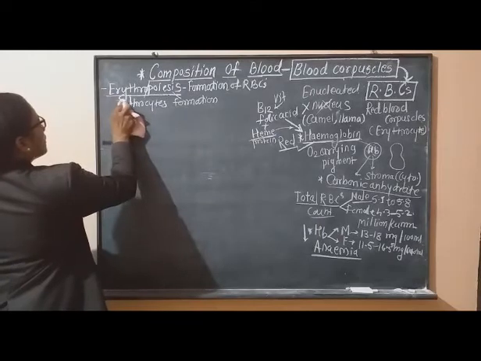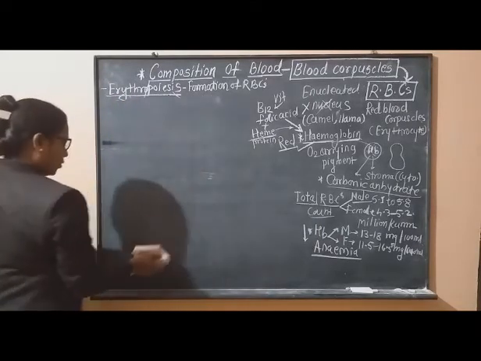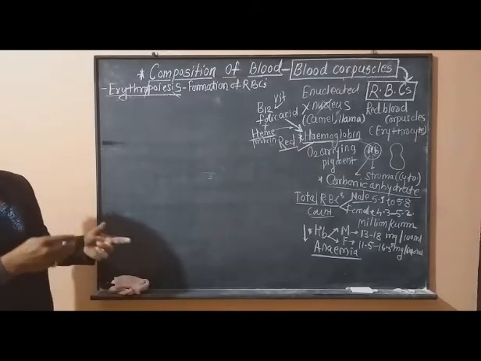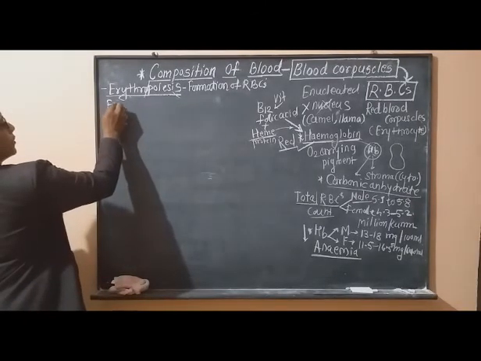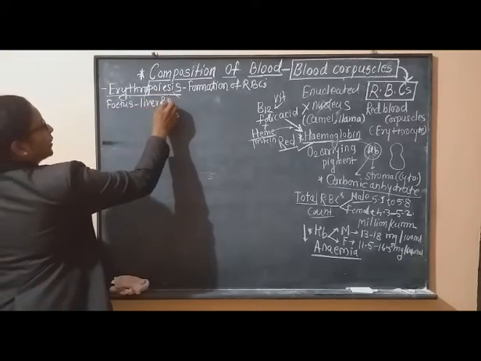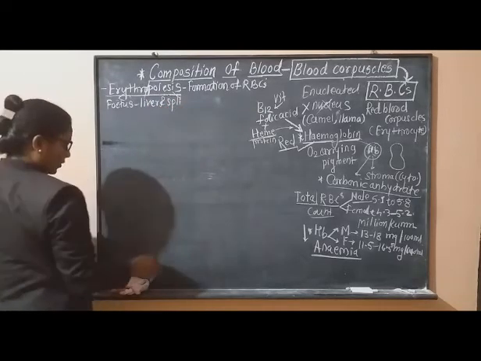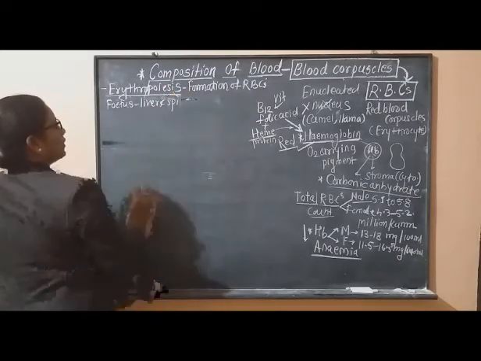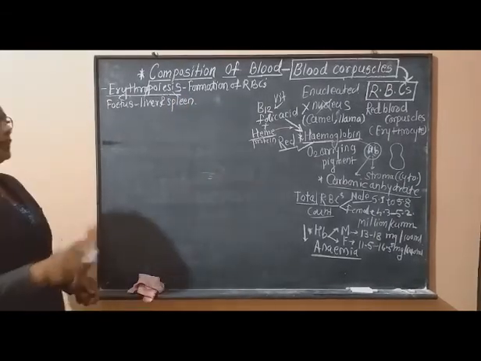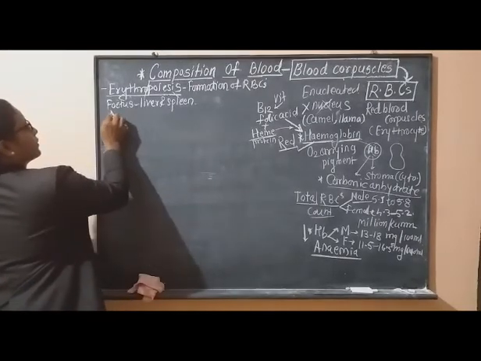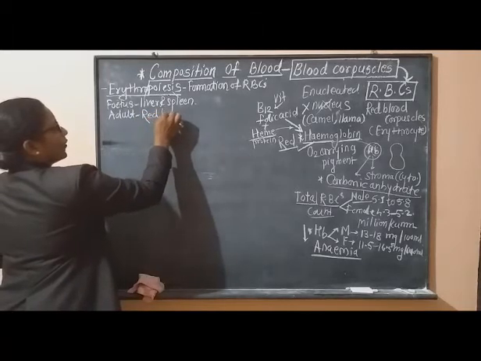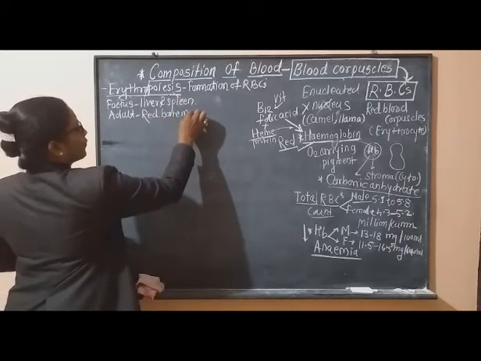Okay. Now the next question arises: where does this erythropoiesis take place, where are RBCs formed? In case of the fetus, RBCs are formed in the liver and spleen. And in case of adult, they are formed in red bone marrow.